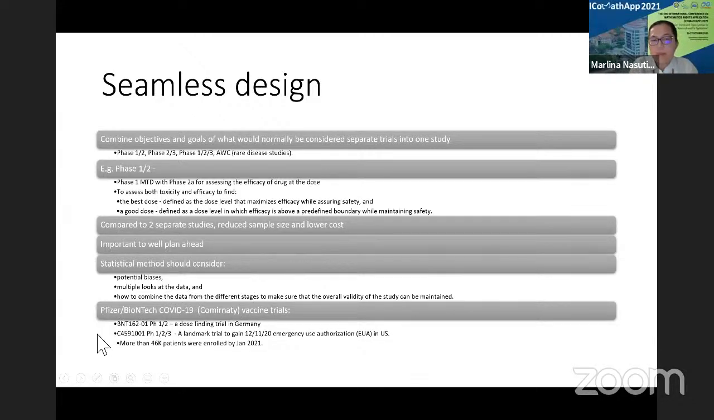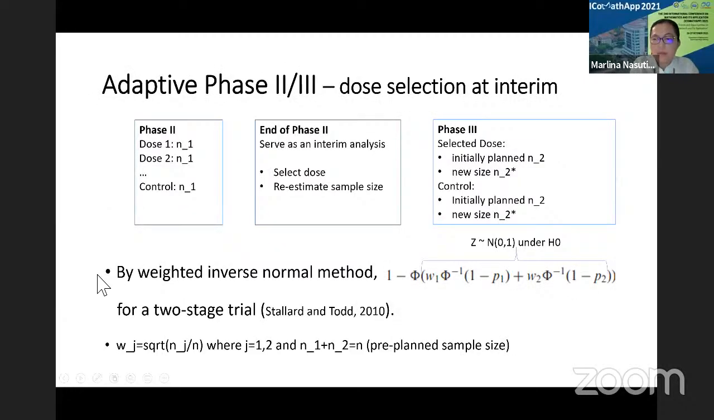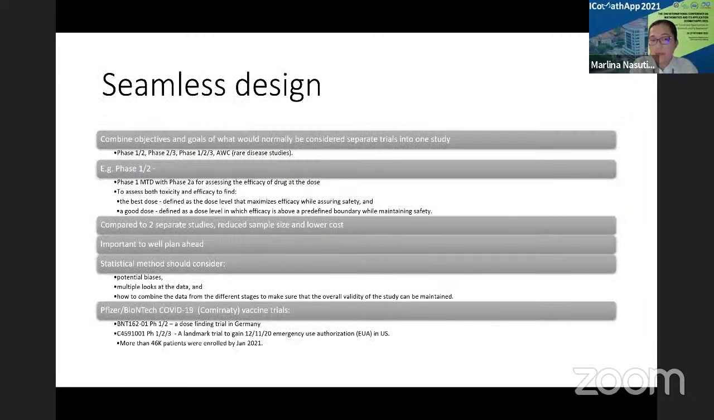Two examples of seamless design are the Pfizer COVID-19 vaccine trials, the phase 1/2 as well as the phase 1/2/3. The latter study, phase 1/2/3, was actually the landmark trial that gained approval for emergency use from the US FDA, so that people can get the Pfizer vaccine. Right now, by January 2021, this phase 1/2/3 seamless design, C4591001, has enrolled 46,000 patients.